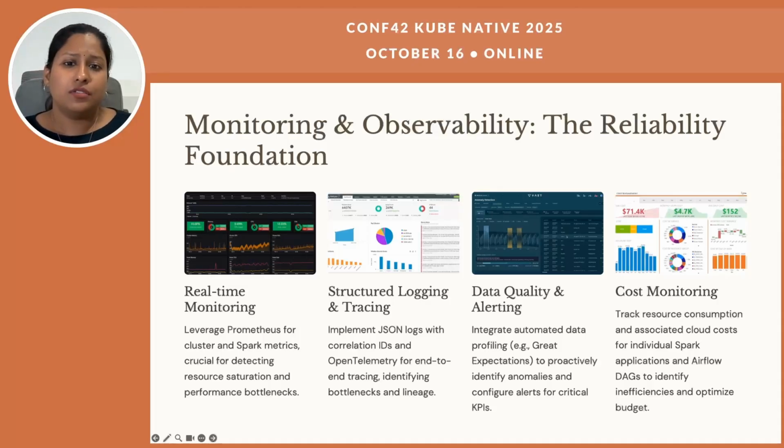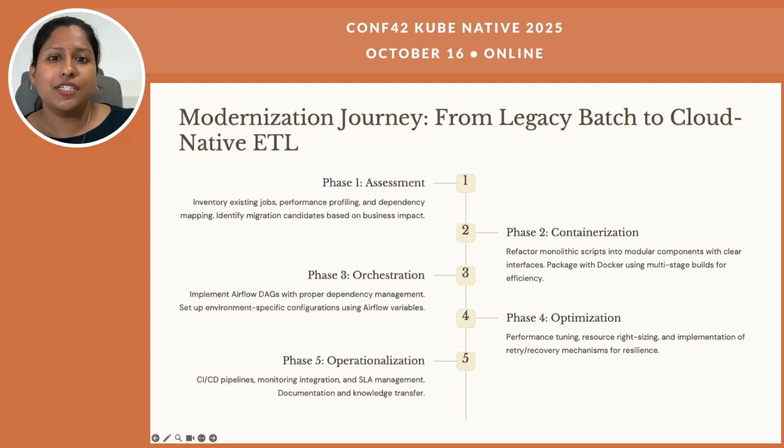Now we've got the what and the how. Now, how do you adapt this without breaking production? Here's the modernization journey. Following this from phase 1 to phase 5, you can move a legacy batch to a cloud-native ETL. Use the five-phase path so risk stays low and momentum stays high. Phase 1, assessment. Inventory jobs, profile performance, map dependencies, choose candidates by business impact.